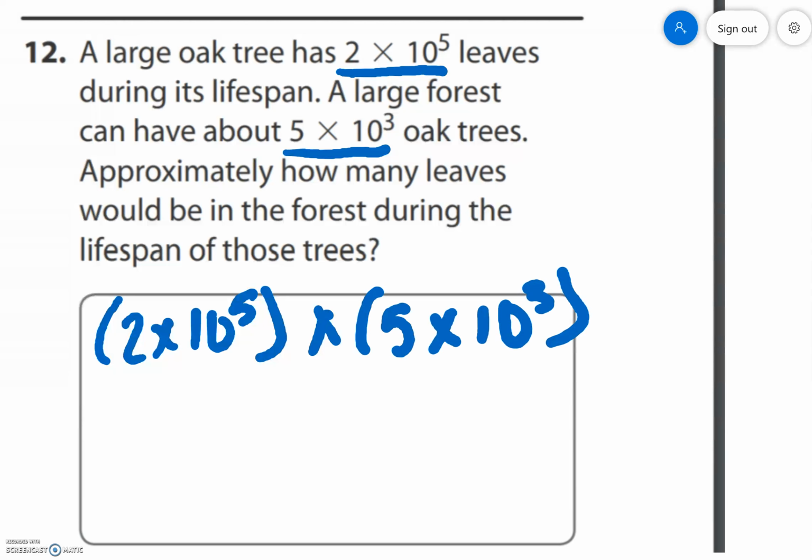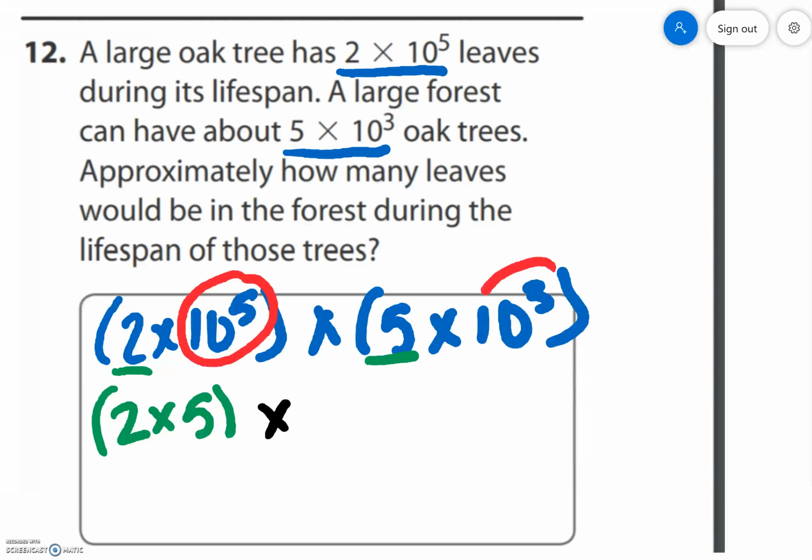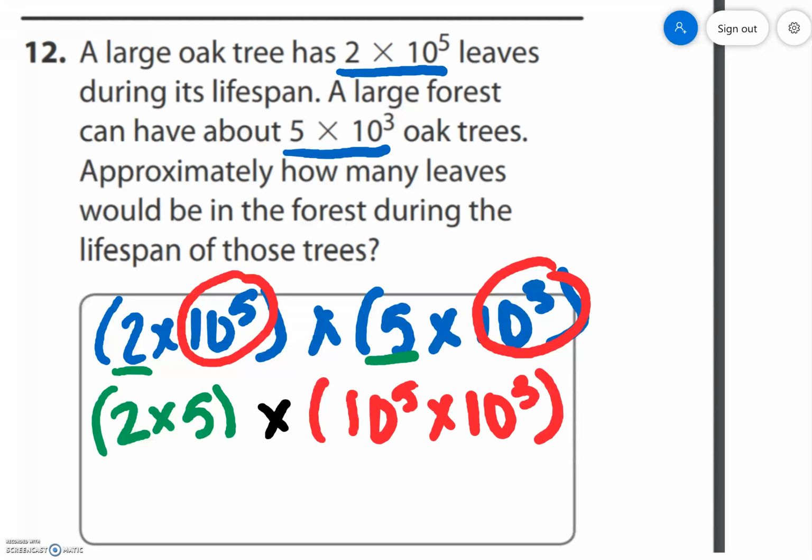Remember, when we're multiplying scientific notation, we do not need them to have the same exponent. So we're just going to group the numbers together. 2 times 5 times, then we're going to take our powers together. 10 to the 5th times 10 to the 3rd. All right, 2 times 5 gives me 10 times.